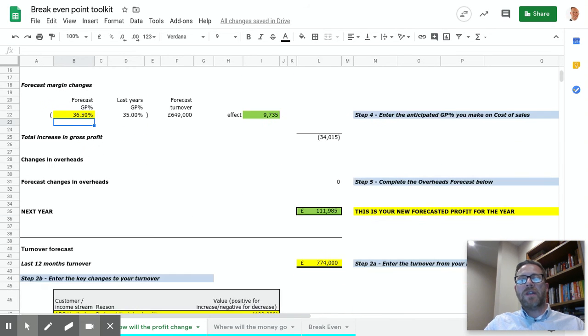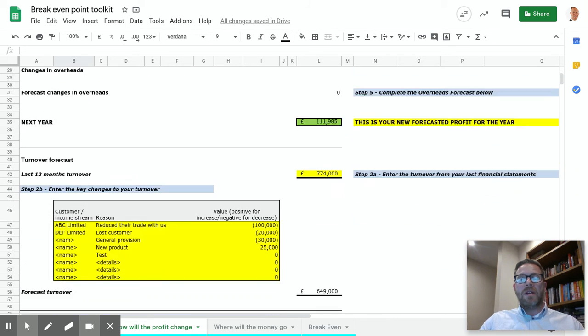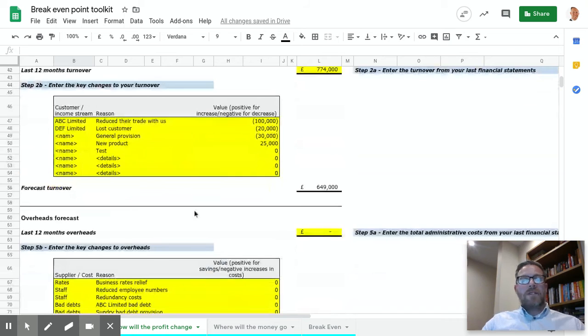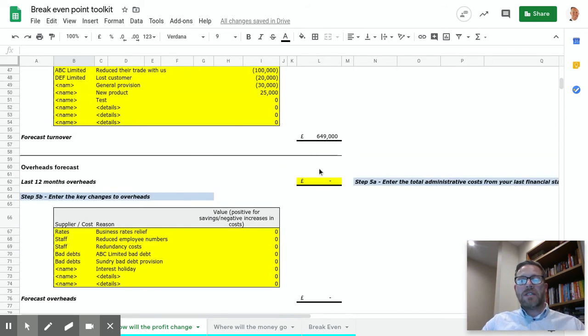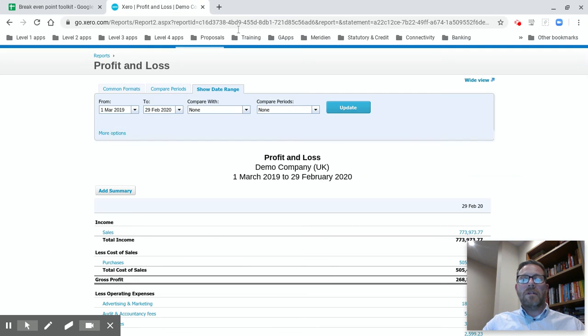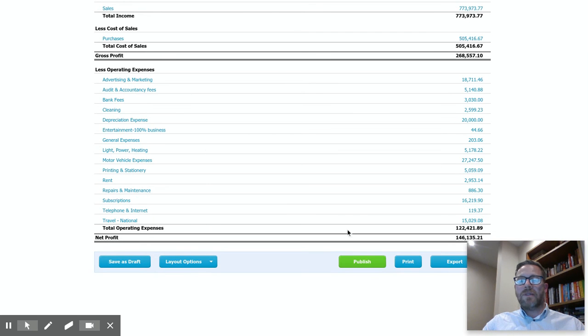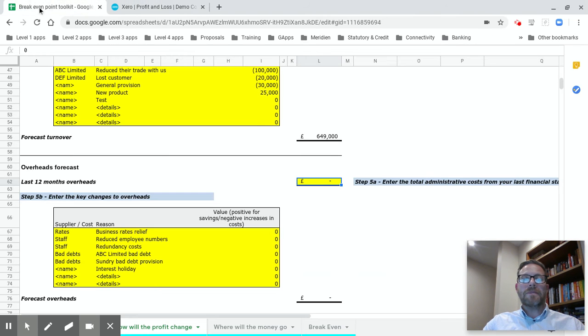So step 5, the last step in this example, is to complete the overhead forecast. So it's in a similar format to the turnover changes. Yep, so let's start out with last year's overheads. My example, I've got 122,000.